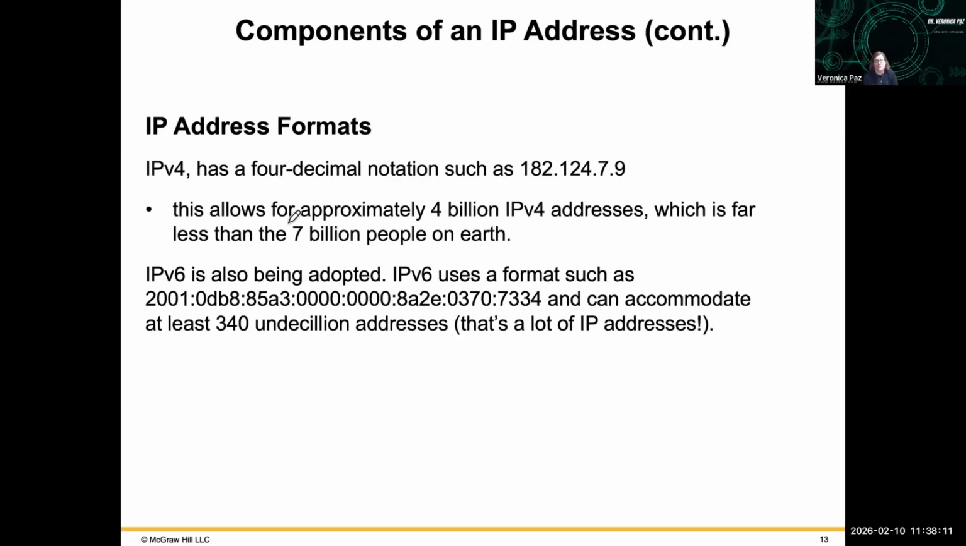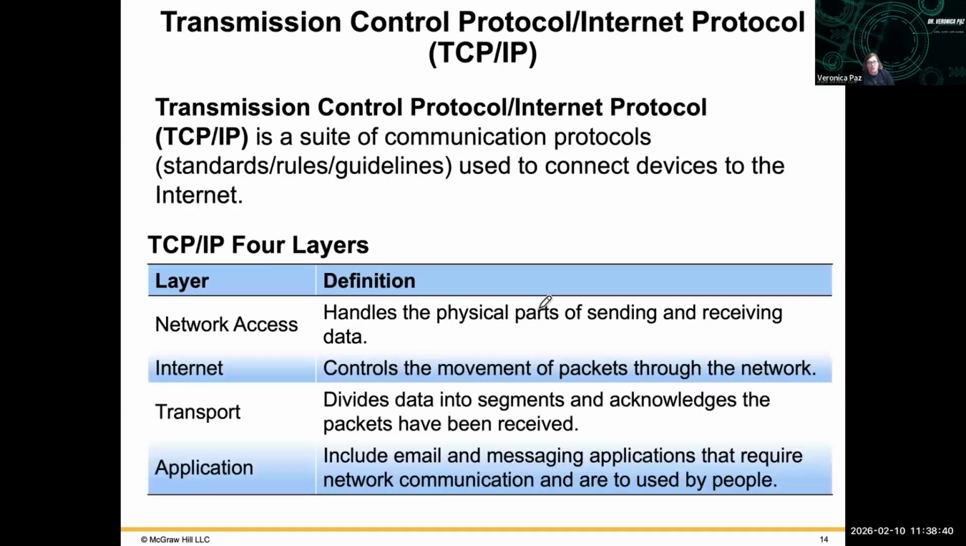So the format is usually 4 decimal notations. You'll see something to this effect. Basically there are 4 billion IP addresses, which is a lot less than the 7 billion people on Earth, but it's also being adapted to change the format. Instead of the 4 decimal, we are moving to the 6 decimal, and so you'll see something like this. So it's getting bigger and bigger because we have so many different types of devices that are connecting at all times.